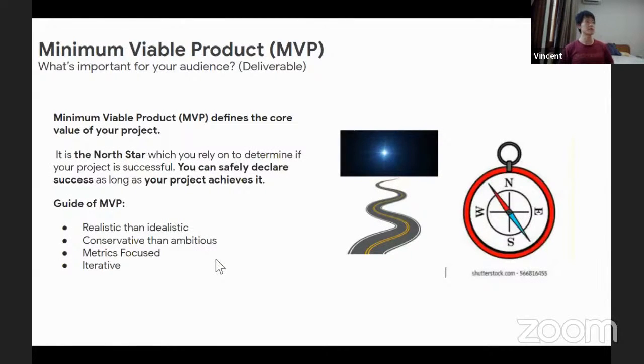MVP. So MVP is your North Star, basically. It should determine the metrics. It should determine the criteria on what you should have in order to know whether your project is successful or not. It's like you have a compass, right? So you always need to look into the compass to reach your destination, hence the North Star. A little bit of guidance on MVP is that it should be realistic rather than idealistic, right? An MVP should solve the low hanging fruits. That's why it's called minimum, not maximum, right? And the second one is that it should be conservative rather than ambitious. It should be metrics focused and it should be iterative, right?